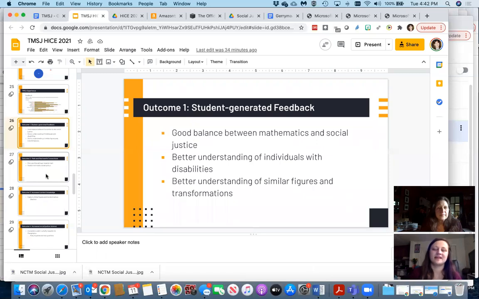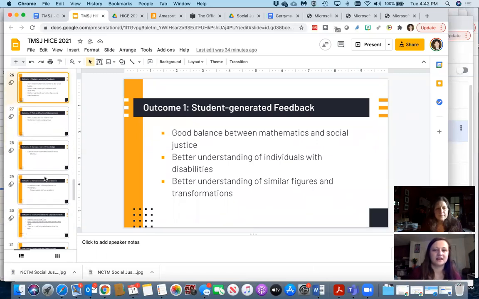So let's talk about some of the outcomes that came out of this. So I did do that student generated feedback where I figured out there was a pretty good balance between mathematics and social justice. Students also reported having a better understanding of individuals with disabilities, as well as what it means to be similar figures, dilations, transformations overall.